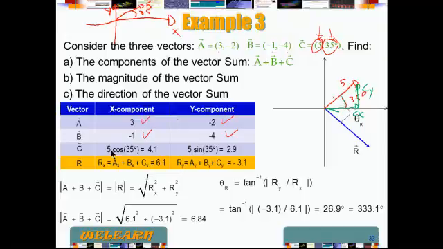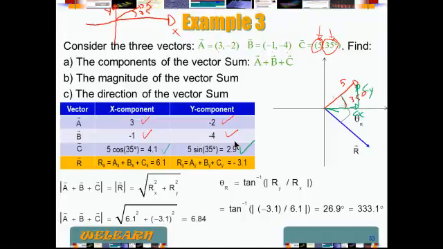So that's my x component, 5 cosine of 35, which is 4.1. Cy is opposite to the 35 degree angle, so we use the sine equation, 5 sine of 35. Notice that Cx is pointing in the same direction as the positive x, so it is positive. Cy is pointing in the same direction as the positive y, so it is positive.